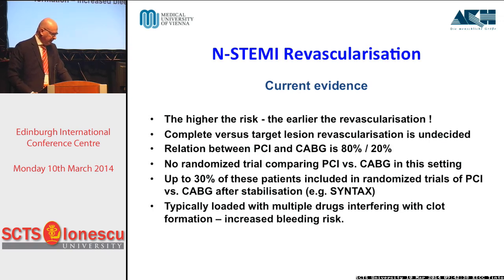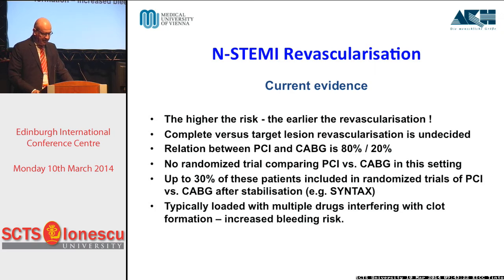There are no randomized trials comparing PCI versus CABG in this particular setting of unstable angina, or in this particular case because of the troponin. I would say typically we can say that this is an NSTEMI. However, if these patients are stabilized by medical therapy, antiplatelet agents, as well as other medications, up to 30% of these patients are included in randomized trials of PCI versus CABG after stabilization. For example, the SYNTAX trial comprised about 28% of such patients.